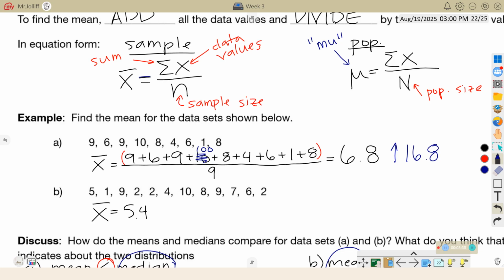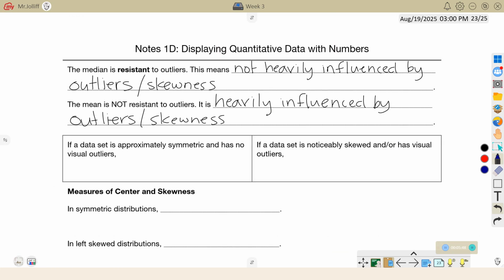We're going to talk about measures of spread in a minute, and we're going to match the measures of spread to the measures of center. So non-resistant stat with non-resistant stat, resistant stat with resistant stat.